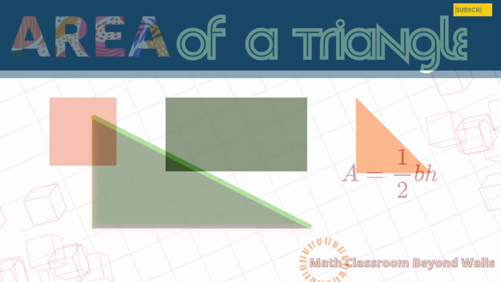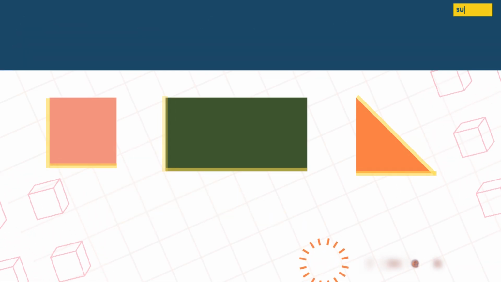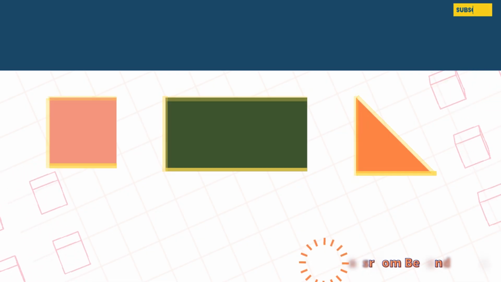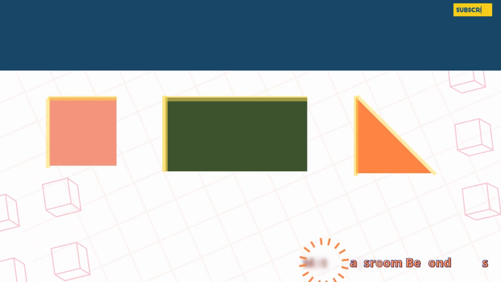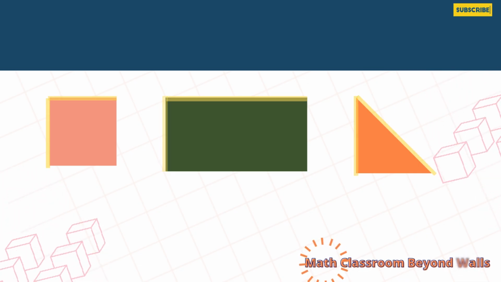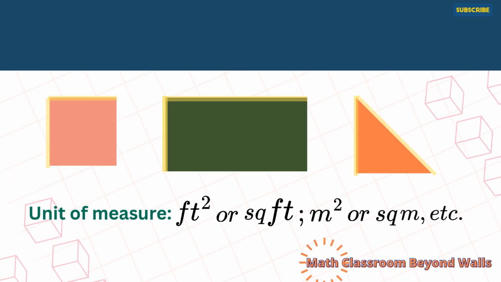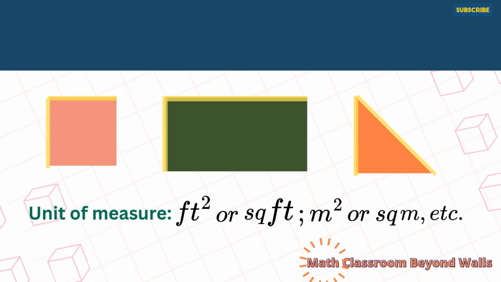You must have observed the presence of two sides in all the formulas. This is because the flat surface is a 2D figure. The presence of the two sides also explains why the unit of measure for the area is unit squared or square unit.